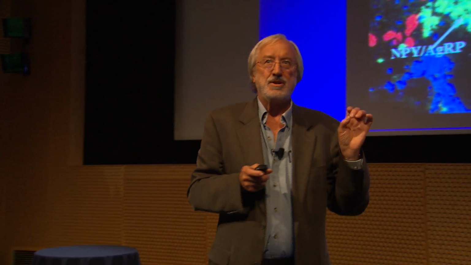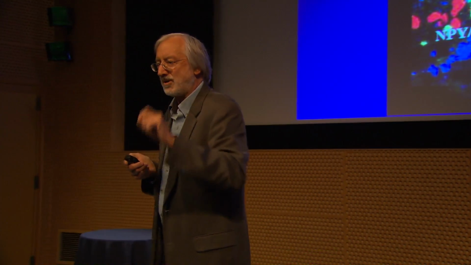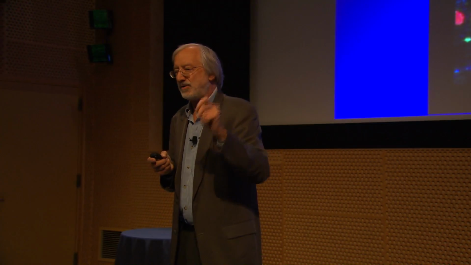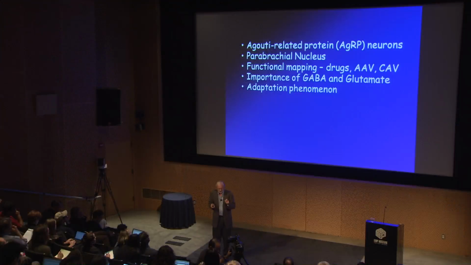So here you see that AgRP neurons reside in the arcuate, and they live right next to the POMC neurons. And they send projections to many different brain regions, from the arcuate to the parabrachial nucleus, which I'm going to talk about, but also to the paraventricular nucleus, to the nucleus tractus solitarius, many other outputs.